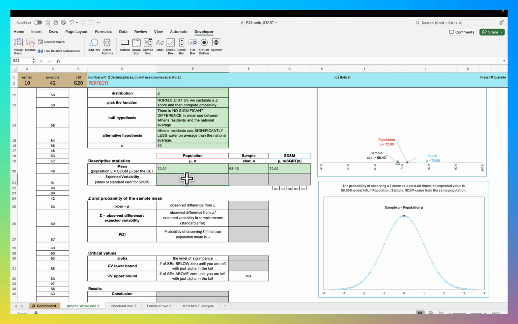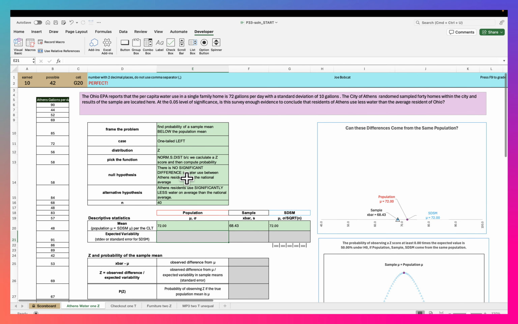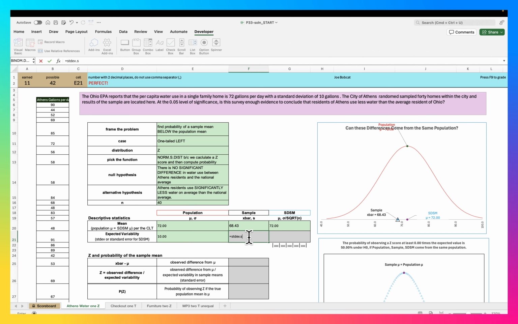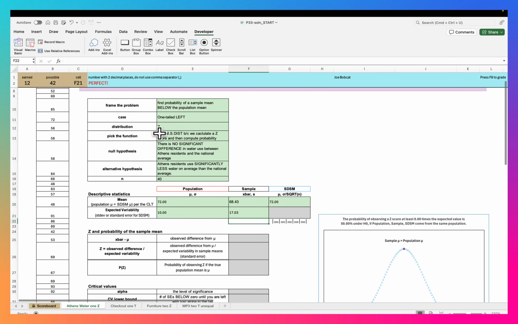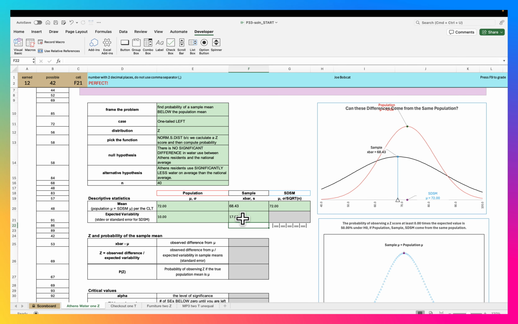All right, expected variability. Again, we were given that in the problem for the population. It's 10 gallons. And for the sample, we'll have to calculate it using standard deviation.s. And then all of these here. So that's 17 gallons, higher variability than you see in the population.